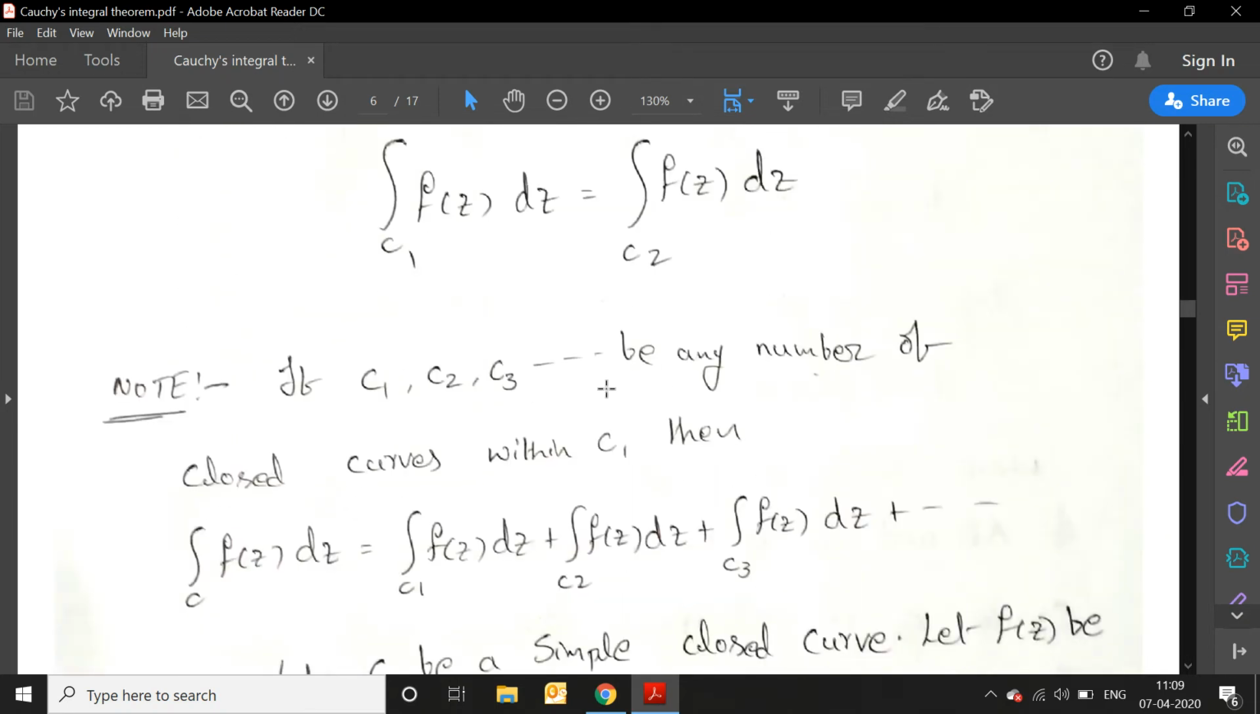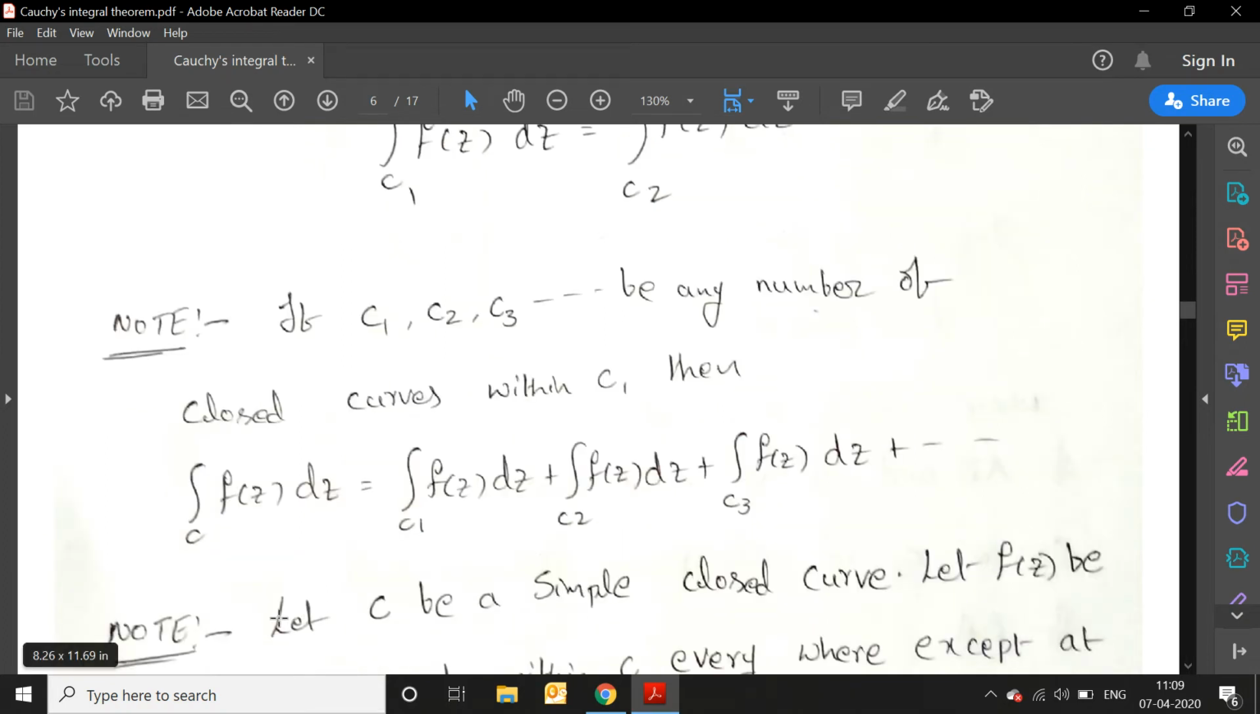Note: if C1, C2, C3 are any number of closed curves within C, then the integral over C of f of z dz is equal to the integral over C1 of f of z dz plus the integral over C2 of f of z dz plus the integral over C3 of f of z dz, and so on. This means that if the curve C has any number of closed curves within it, the integral over C of f of z dz is equal to the sum of the integrals over all the curves inside C.